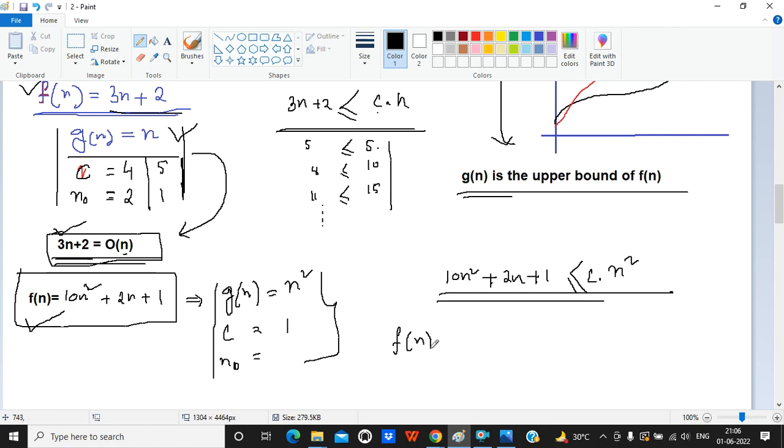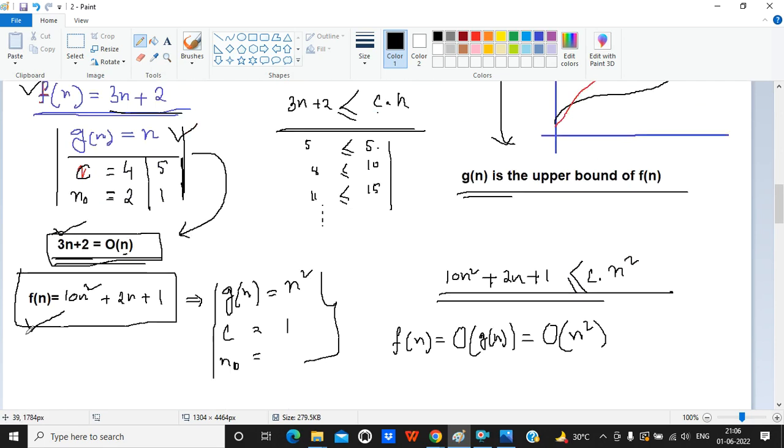For this function you can represent the big O notation as what? Big O of g of n. g of n is your n square, so you can write big O of n square.